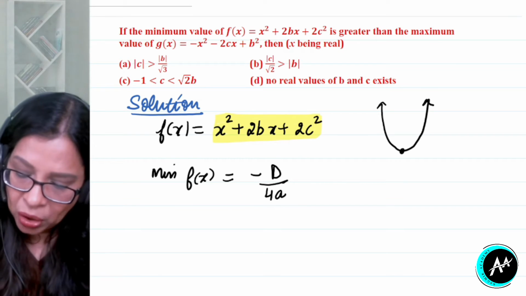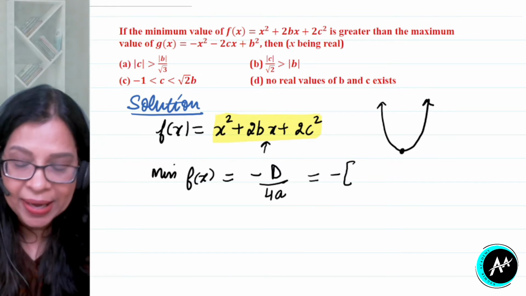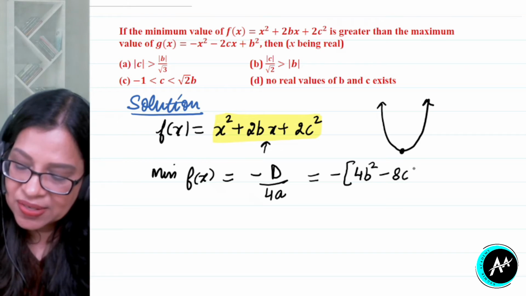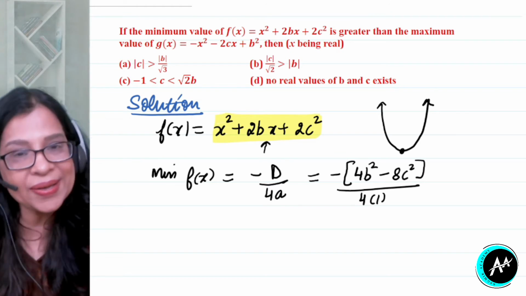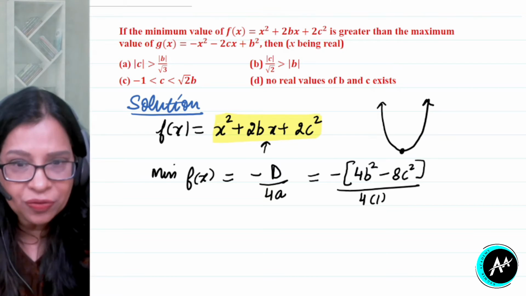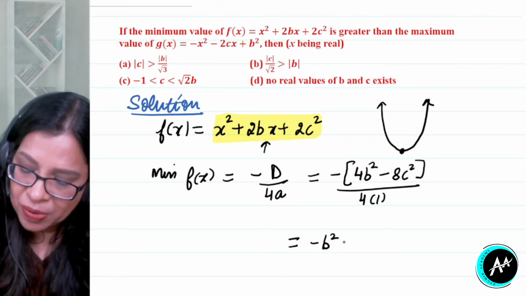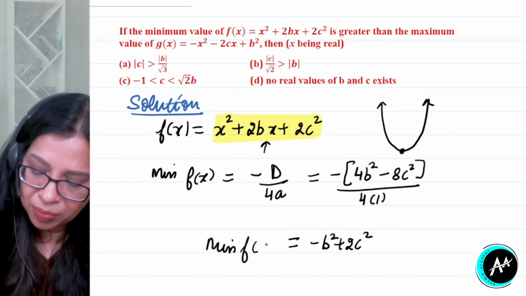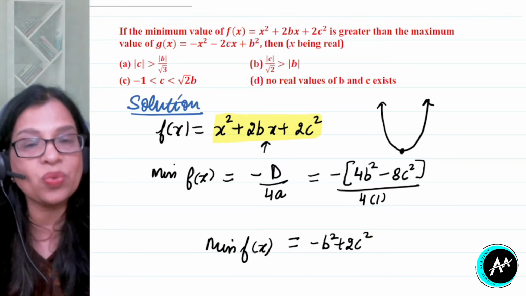So let us find D. Alright. So minus, now this is, as you can see, a quadratic expression, so it will be 4b square minus 4 into 2 is 8c square, divided by 4 into 1. Is it okay? A is 1, the coefficient of x square. If you divide by 4, what are we getting? Minimum f(x) is equal to minus b square plus 2c square. So this is the value of minimum f(x). Okay, so I have got this: minimum f(x) is minus b square plus 2c square.